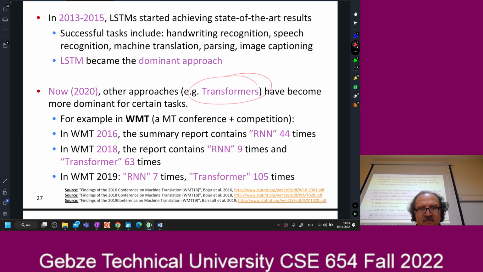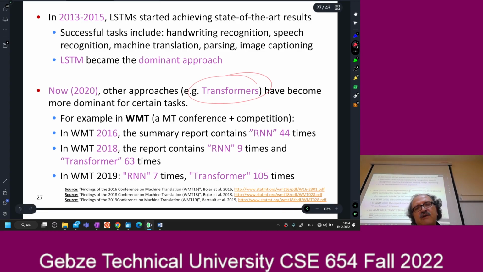Okay, they made a search in these years. It says that in 2016, the summary report contains 44 RNNs. In 2018, the report contains RNN 9 times and transformer 63 times, and in 2019, RNN is 7 and transformer is 105. Okay, so machine translation conference. Nowadays, nobody talks about RNNs or LSTMs. Okay, everything is about transformer.